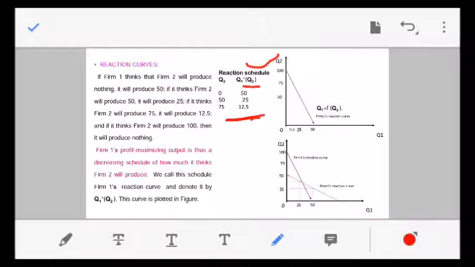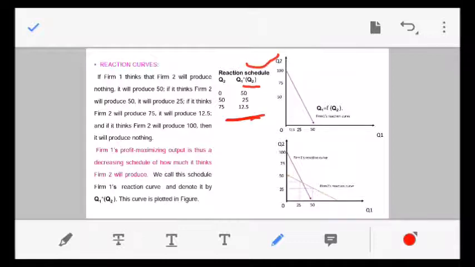As Q2 changes, Q1 quantity production will be changed by farm 1. So if farm 2 produces 0, then farm 1 produces 50. If farm 2 produces 50, then farm 1 produces 25. If farm 2 produces 75, then farm 1 produces 25. So as the quantity production of farm 2 increases, farm 1's production decreases.